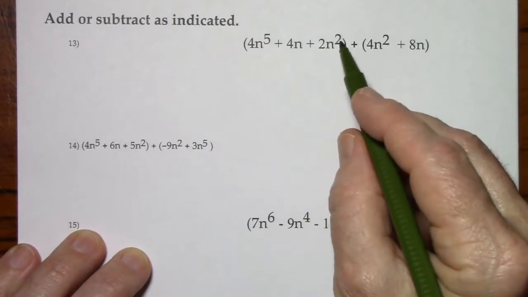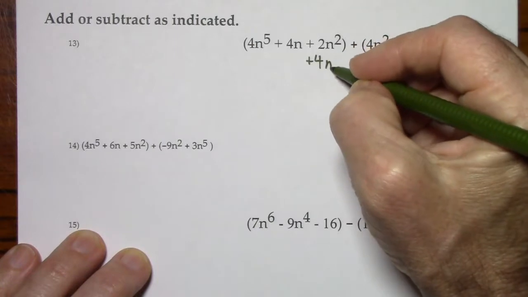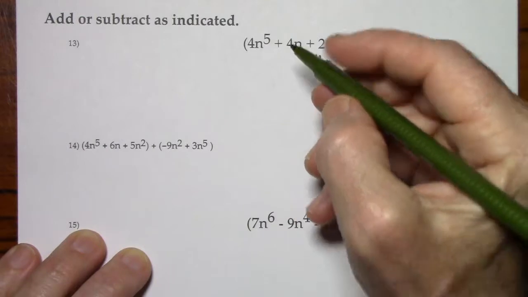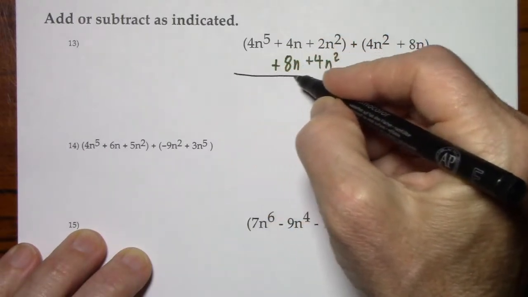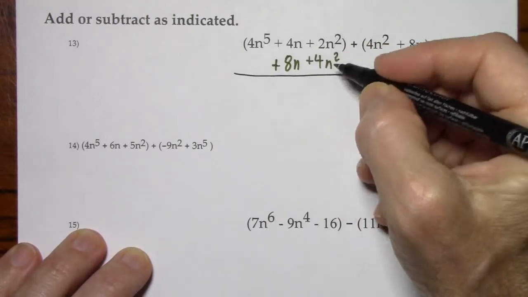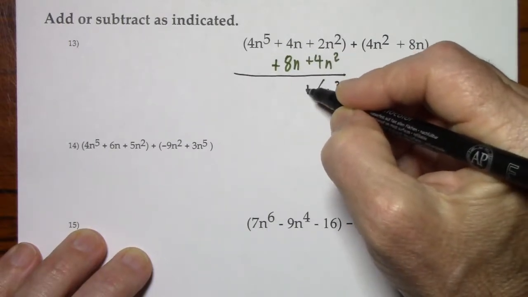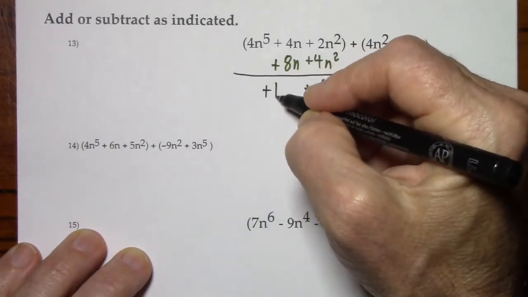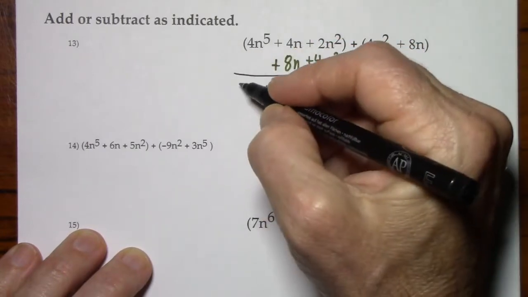I have an n squared and an n squared. So I'll put my positive 4n squared right underneath. I have a positive 8n. I'll put that underneath here. And then I'll simply add vertically. So this gives us 6n squared, and it's positive. 12n, again it's positive. And 4n to the 5th, there's nothing to combine it with.